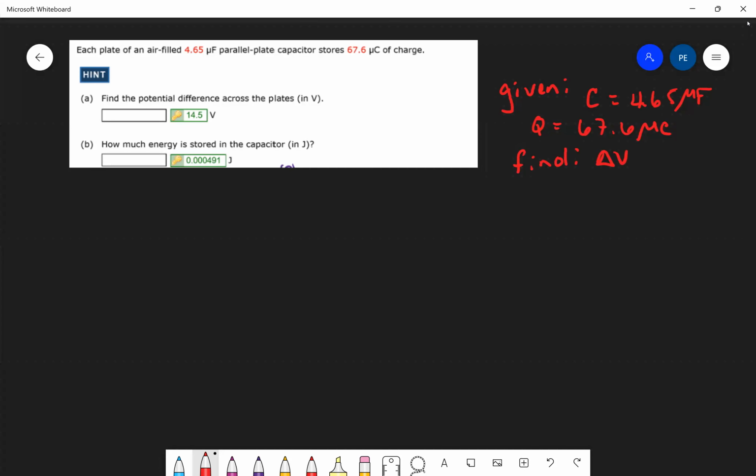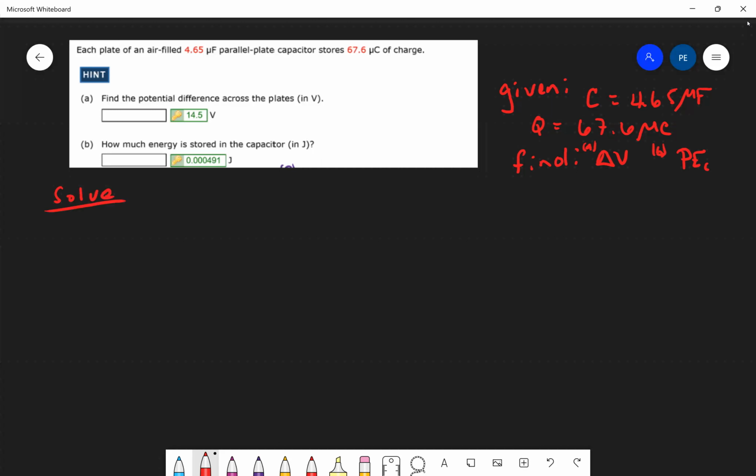That's for part A. In part B, we'd like to find the stored potential energy on that capacitor. So these are just some of the things we want to find. So let's go ahead and solve this.